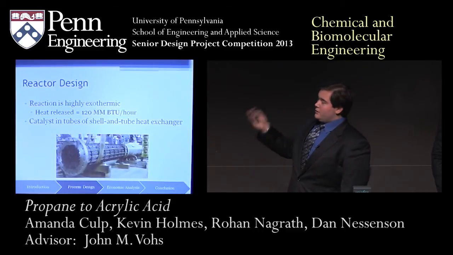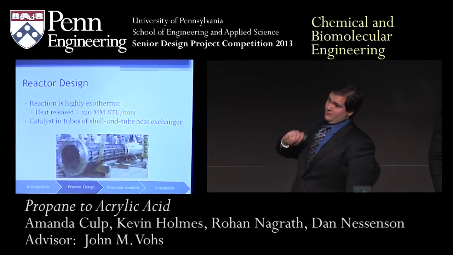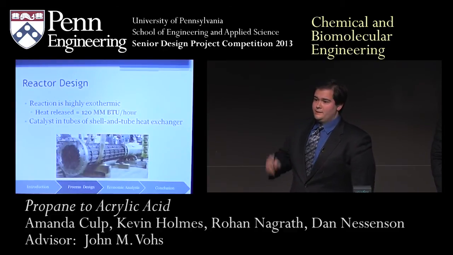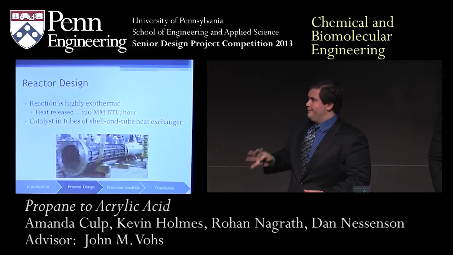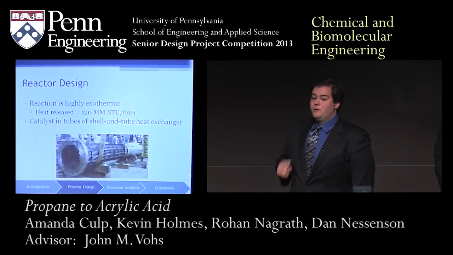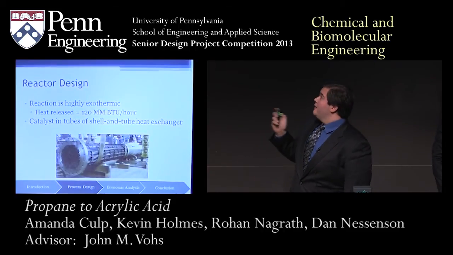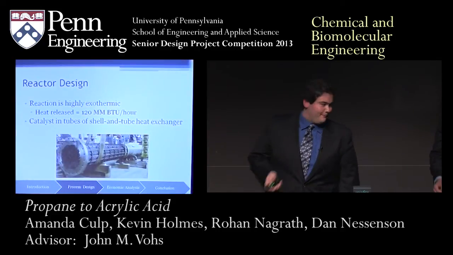But using something like cooling water wouldn't allow us to effectively use this 120 million BTUs of heat throughout our system. So we decided to use an industrial material, a diatherm, which enables us to take this 120 million BTUs, pump it throughout the system, and heat up other blocks in our process. And that heat integration is another important aspect of our design that Rohan's going to tell you about.